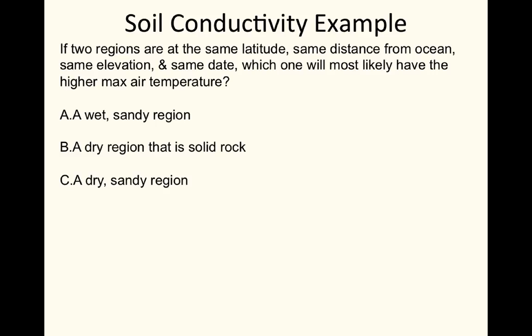A soil conductivity example might look like this. If two regions are at the same latitude, same distance from the ocean, same elevation, same date, which one will most likely have the highest maximum air temperature? A wet sandy region, a dry region that's solid rock, or a dry sandy region. We could also think about which one might have the higher nighttime temperature.